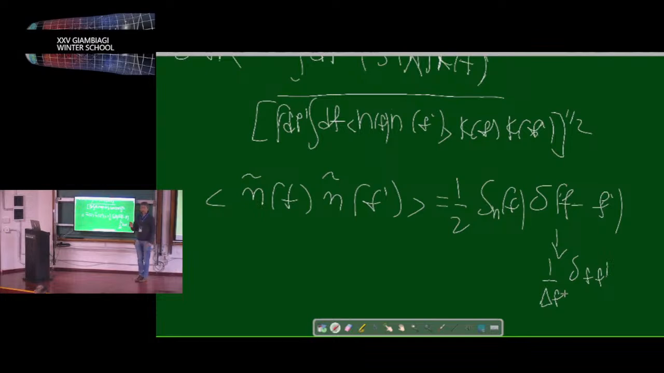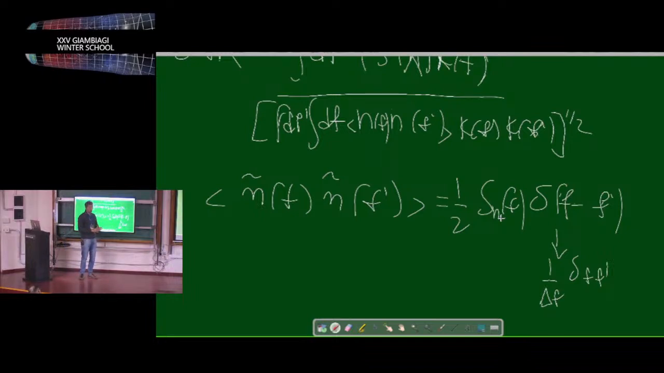And this 1 over delta f is exactly what normalizes the result to something that is independent of the length of the chunk, of the amount of data that you use to estimate your noise. As you can see, as you increase the time over which you take the Fourier transform, the Fourier transform grows as the square root of the number of samples. So the Fourier transform squared grows as the number of samples.